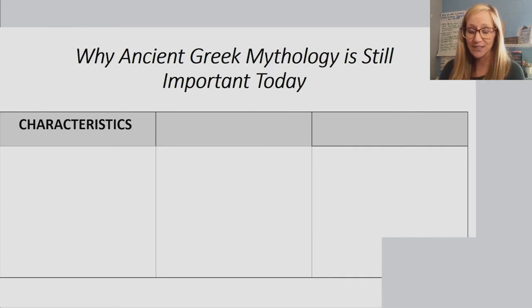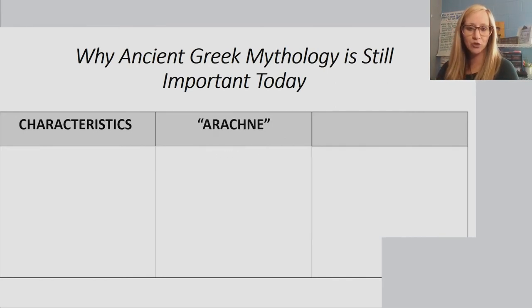C-H-A-R-A-C-T-E-R-I-S-T-I-C-S. Characteristics. We're looking for the important traits of a Greek myth as we read what the informational text tells us. Then, in the middle column, I want you to write Arachne in quotations because it is a story. A-R-A-C-H-N-E, Arachne.